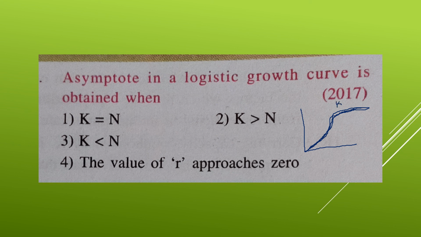So when K is equal to N, what happens is the carrying capacity is reaching the climax where the population will remain stable with no further increase. So the correct one is K is equal to N. If the carrying capacity is greater, then the population size will be increasing. If the carrying capacity is less than the initial population, then it will be decreasing.